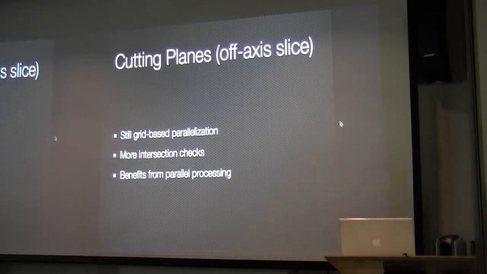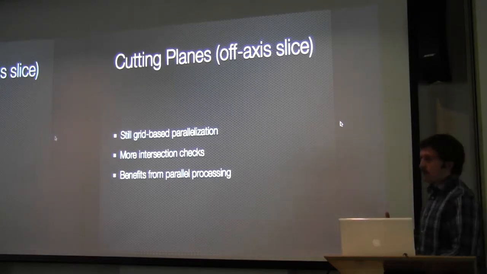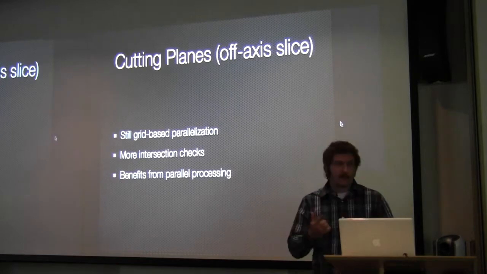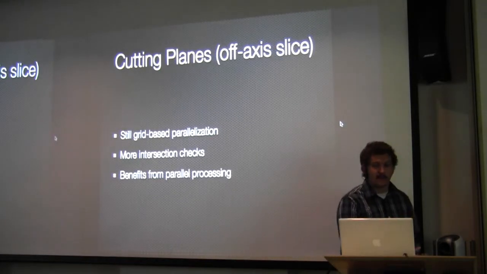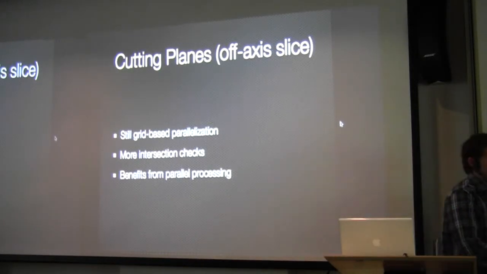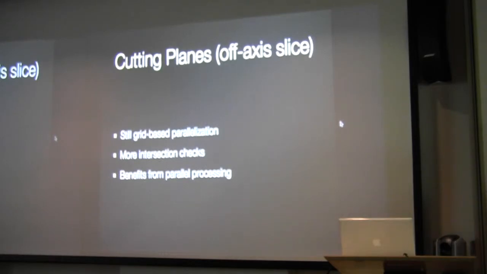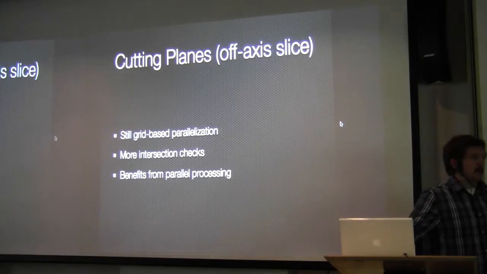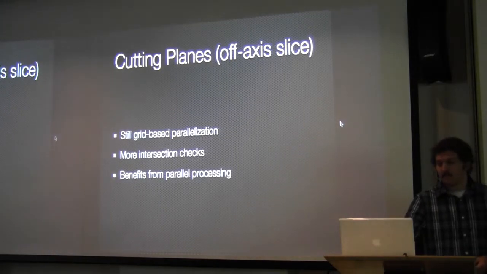One common analysis task that can utilize fairly good parallelization is the cutting plane, this off-axis slice where you may be slicing a galaxy disk and you have some angular momentum vector that you want to slice perpendicular to. This involves a lot of intersection checks with the various data, and you can get some good speed up from using multiple processors for this type of operation.